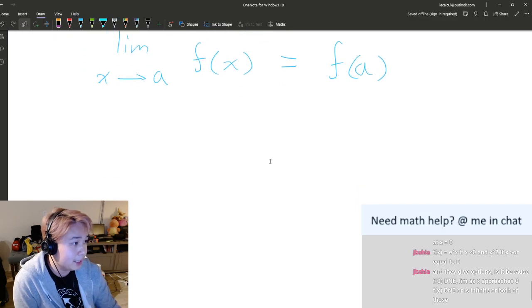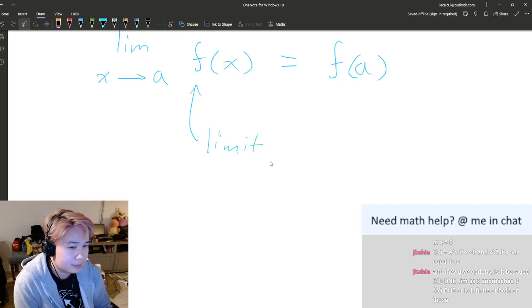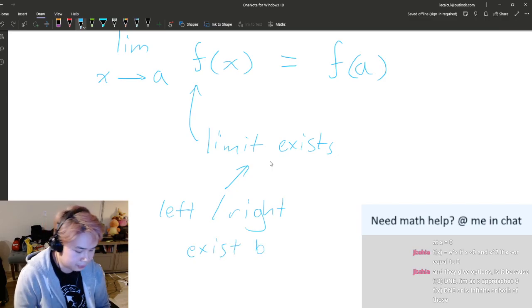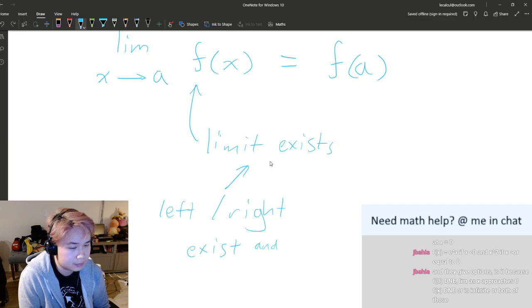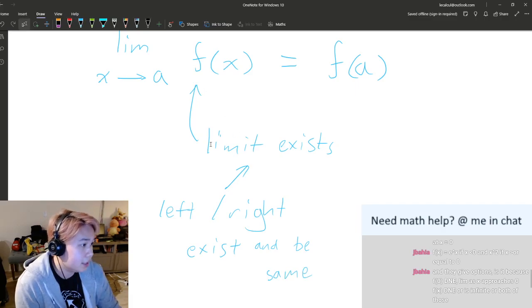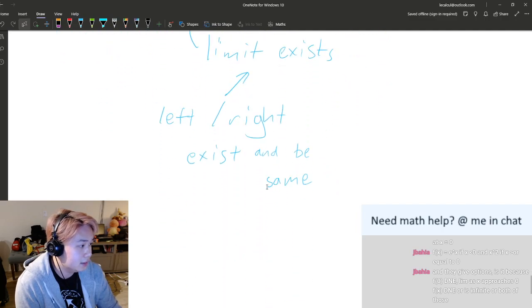First off, this implies that one, this limit actually exists. And for a limit to exist, then that's a second implication. That means that the left and right limits need to exist and also be the same. So there's a lot of things to check to make sure that things are continuous.